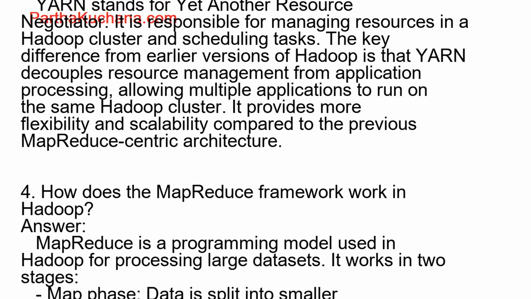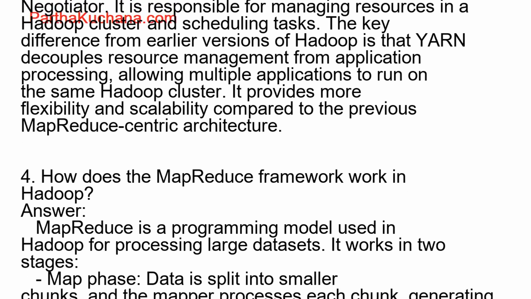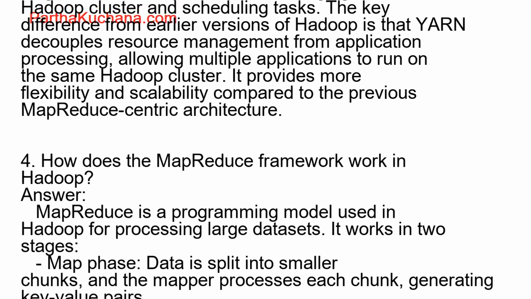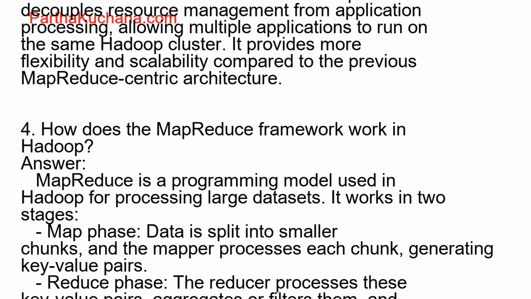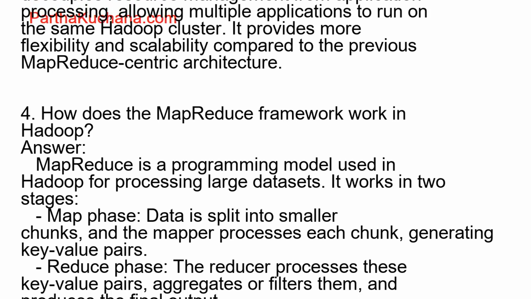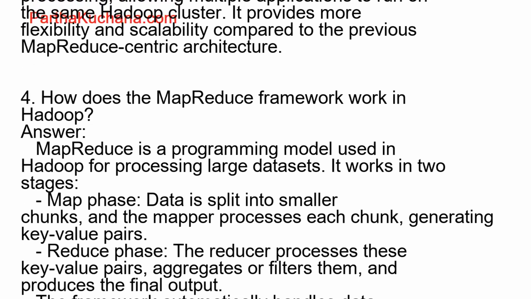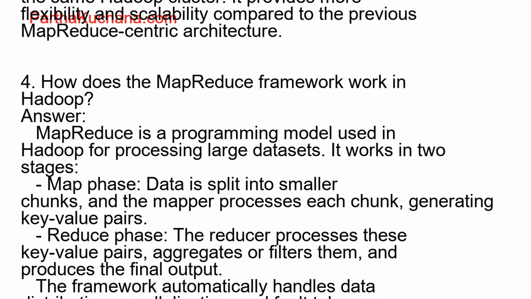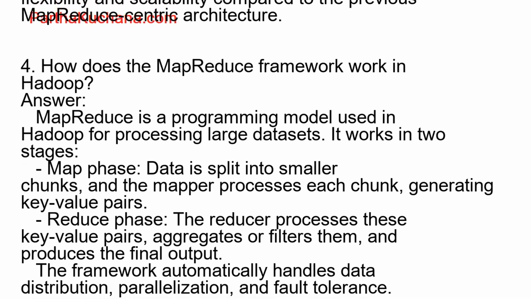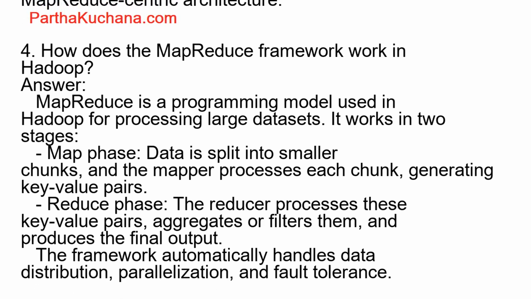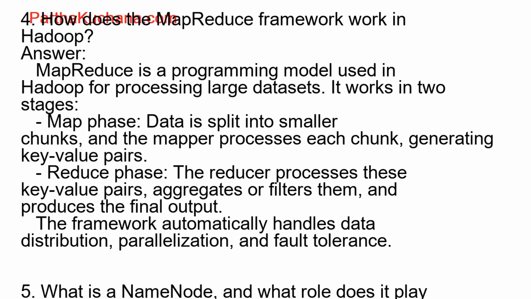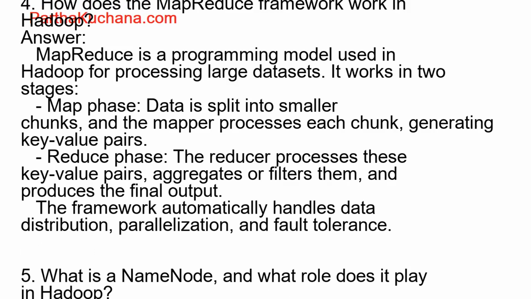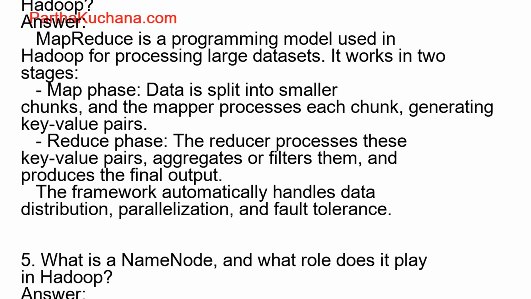5. What is a name node, and what role does it play in Hadoop? Answer. The name node is a master server in HDFS that manages the file system namespace and regulates access to files. It maintains metadata, such as the directory structure, file names, and block locations. The name node does not store actual data. It only manages the data stored across various data nodes. It is essential for managing the distributed storage across the cluster.